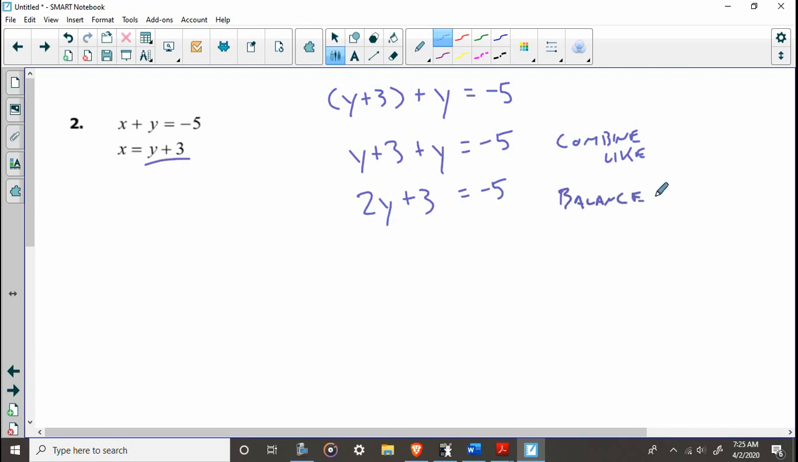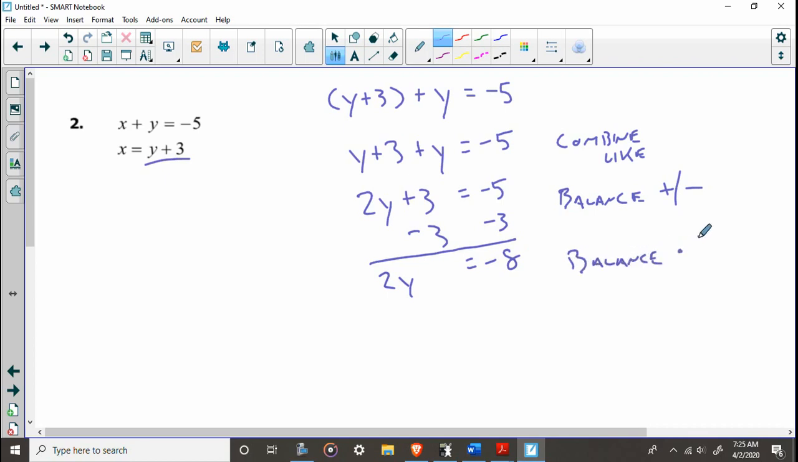Let's start with the addition and subtraction stuff. I have the y's on this side, so let's get the numbers over to this side. Subtract 3 from here, subtract 3 from here. Negative 5 minus 3 is going to be negative 8. And again, let's balance.